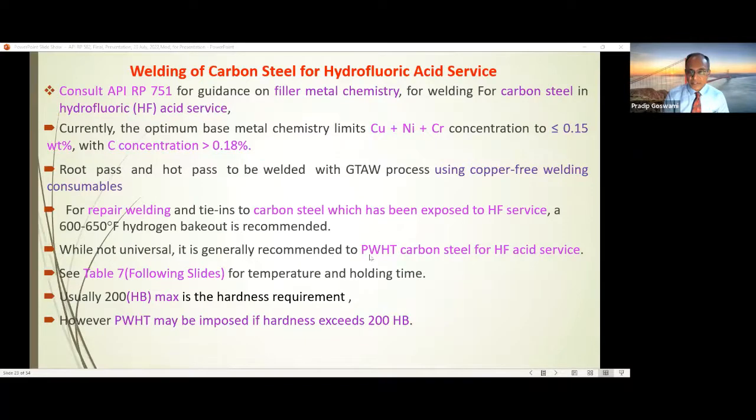While this is not universal, it is generally recommended that post-weld heat treatment of carbon steel for hydrofluoric acid service is mandated. It is mandated because there is a hardness restriction for this kind of service of 200 Brinell max. This 200 Brinell max is often difficult to achieve in carbon and low alloy steels following fabrication. As you know very well, hardness is affected by many things like base metal chemistry, weld metal chemistry, and the heating and cooling cycle experienced during welding. So there are lots of issues involved. In order to achieve this 200 Brinell max, post-weld heat treatment is better imposed, to make sure the hardness does not exceed 200 HB for these hydrofluoric acid services.